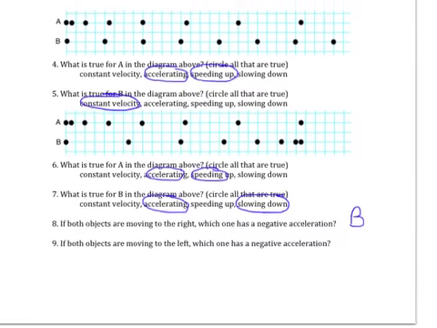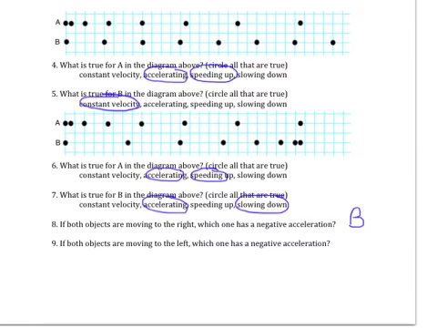Number 9, if both objects are moving to the left. Now, in this case, they're both moving this way. If that's the case, which one has a negative acceleration? In this case, it's still B, because B is speeding up in a negative direction, whereas A is slowing down in a negative direction. So if you slow down in the negative direction or speed up in the positive direction, that's a positive acceleration. If you slow down in the positive direction or speed up in the negative direction, that's a negative acceleration.